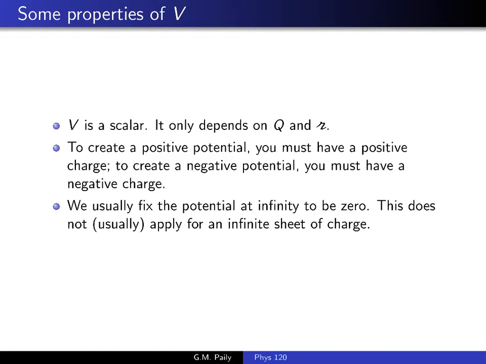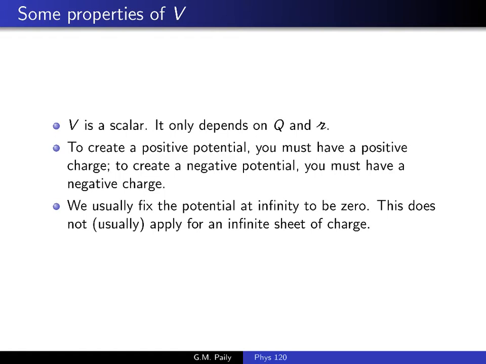Notice that since k and r are both positive, the sign of V only depends on Q. So to create a positive potential, you must have a positive charge. To create a negative potential, you must have a negative charge. So if you have two positive charges, there is no way that their potentials will cancel out in any way. They can only add up.